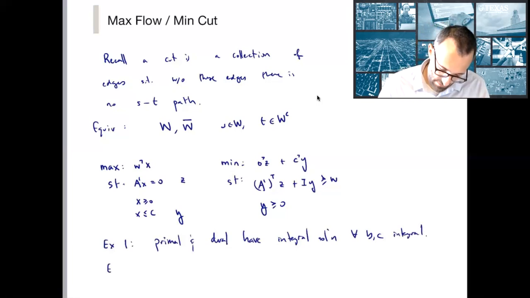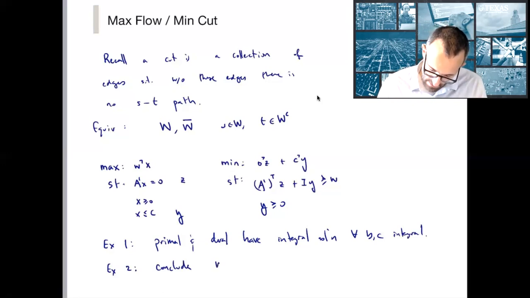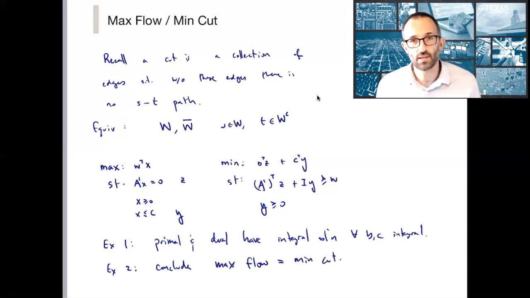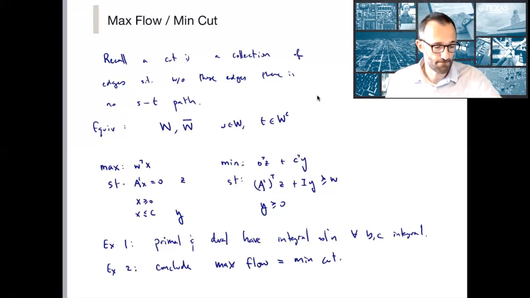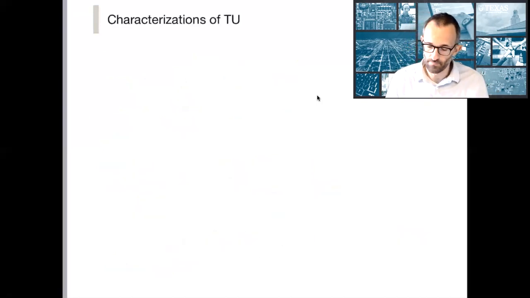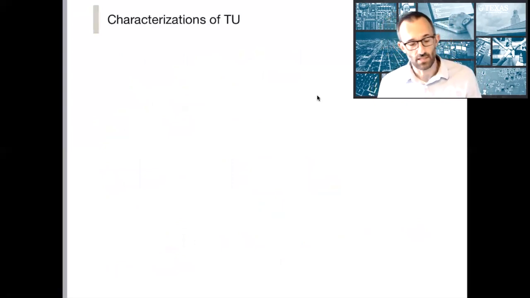And as the next exercise, argue to yourself or conclude that max flow equals min cut. So what does that mean? We know that what's sitting on the left here is the max flow problem. And so we need to show that from the solution that you get on the right, the minimization, you can extract a minimum cut.